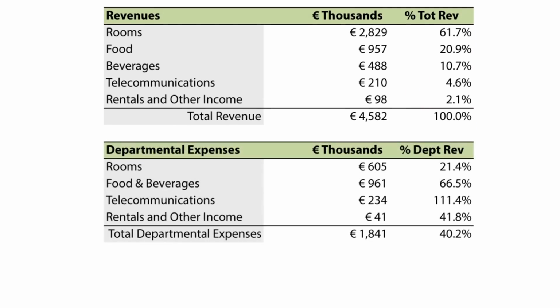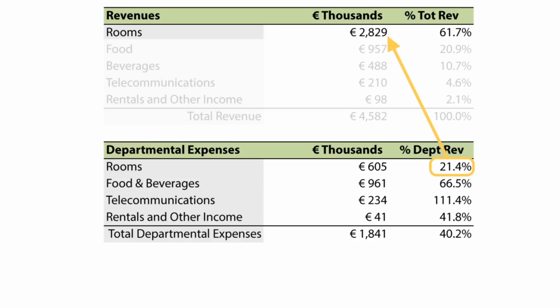When we get to departmental expenses, that's a little weird. For example, rooms department expense is 605 million euro expected in the first year. That is 21.4% of rooms revenue, not total revenue, rooms revenue. So what we can say is this rooms operation has a 21.4% cost of sales in the rooms, which is comparable to other rooms departments at any hotel anywhere in the world.